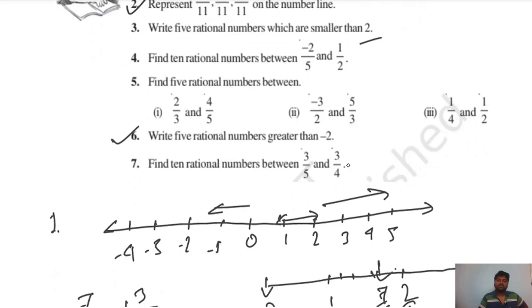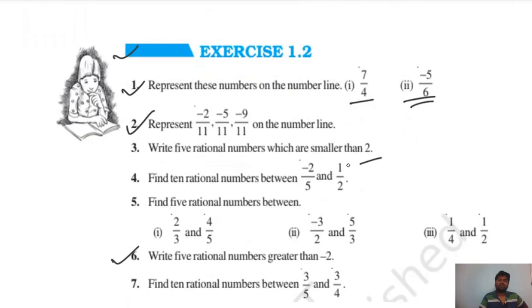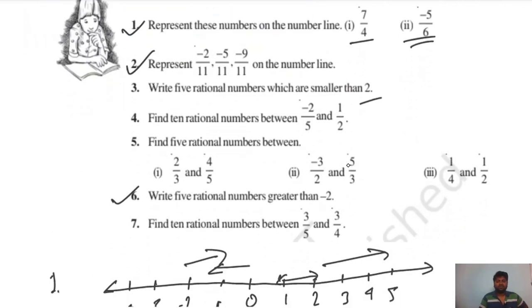That means greater than minus 2. That means this is on the right-hand side. So minus 1, 0, 1, 2, 3, 4, 5, 6, and both numbers are greater than minus 2.